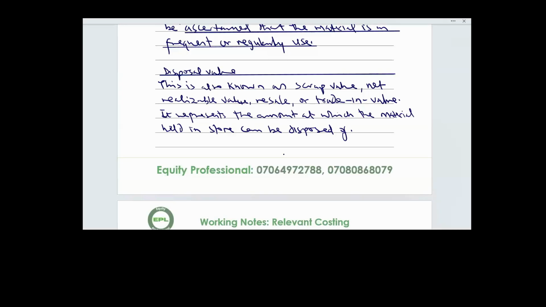Now, let's say, for example, you don't need the material again, or maybe you over purchase the material. The excess, you don't need it again. So if you don't need it again, what do you do? You dispose it off, you sell it. That's the implication. Of course, you can't sell it at the price at which you bought it. It has to be at a scrap. All right. So that is disposal value.